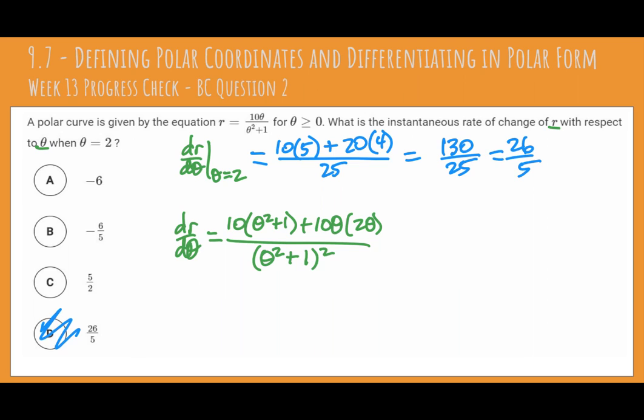I do want to point out that we can interpret this derivative if we know a little bit more information. If we plug in 2 for theta in r, so r of 2 is equal to 20 over 5, which is 4. Since the r value is positive and dr d theta is positive, r is positive and increasing, which means that r is getting bigger in an absolute value sense, which means that if we were modeling motion with this, the object would be moving away from the origin.